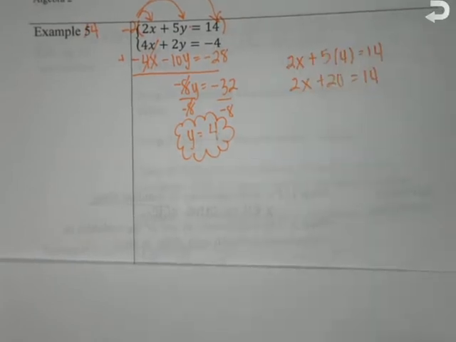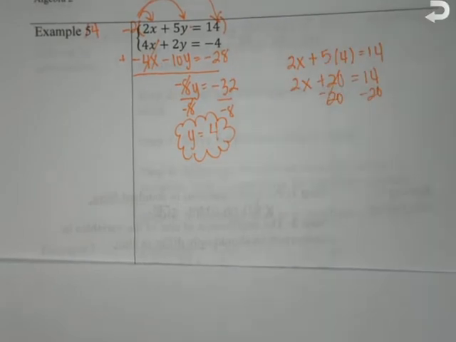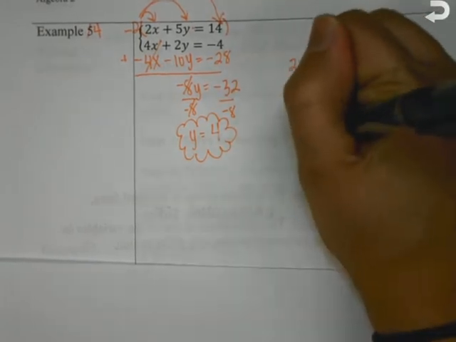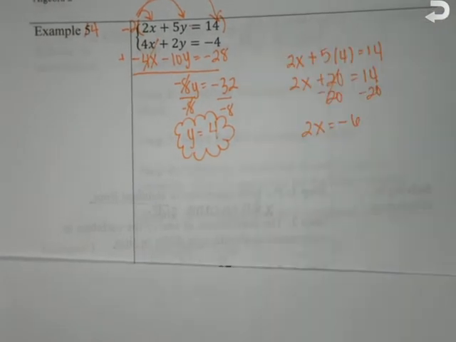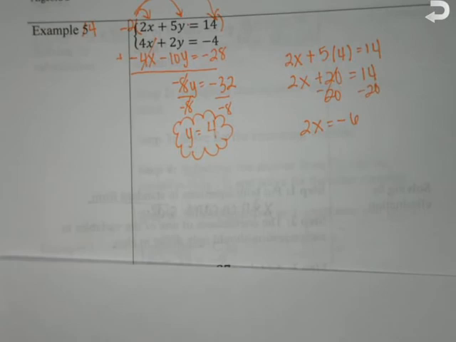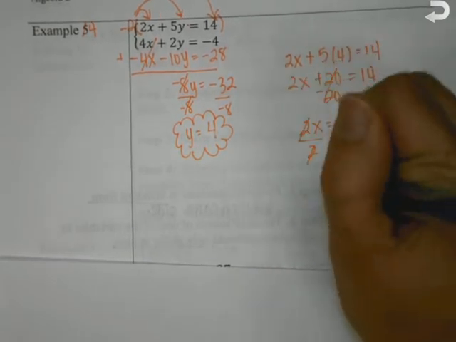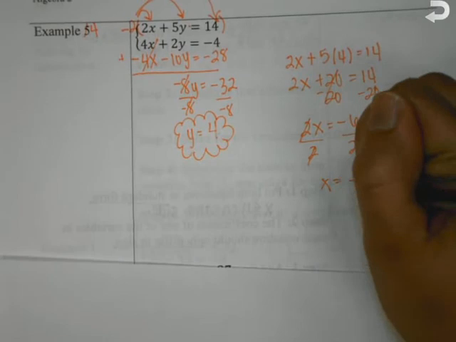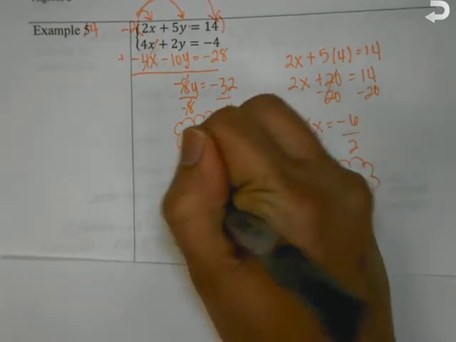So that's going to give me 2x equals negative 6. Divide both sides by 2. So x equals negative 3. This is not my answer. My answer is (negative 3, 4). Okay? That's elimination.